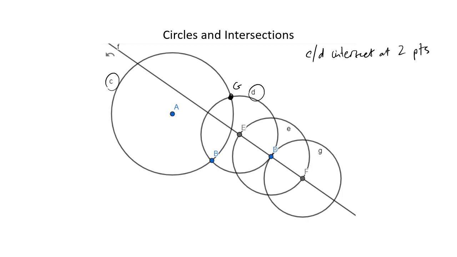2 points. Now we also have this case here with D and G. And we see that D and G intersect at just this point here. So D and G intersect at 1 point. Now, this is a hard construction to do because if they're positioned in even slightly the wrong way, it's not going to work.